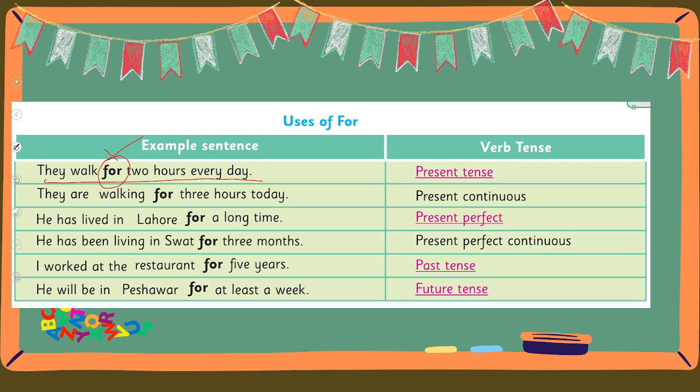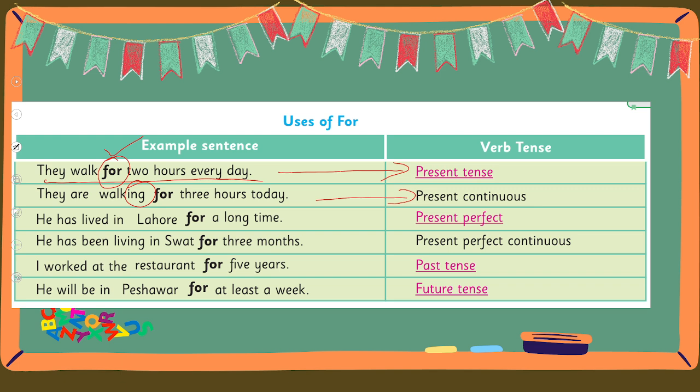This is telling us in the present tense. They are walking for 3 hours today. You can use for in the present continuous tense as well. And we can also use it in the aspect of present perfect tense. He has lived in Lahore.